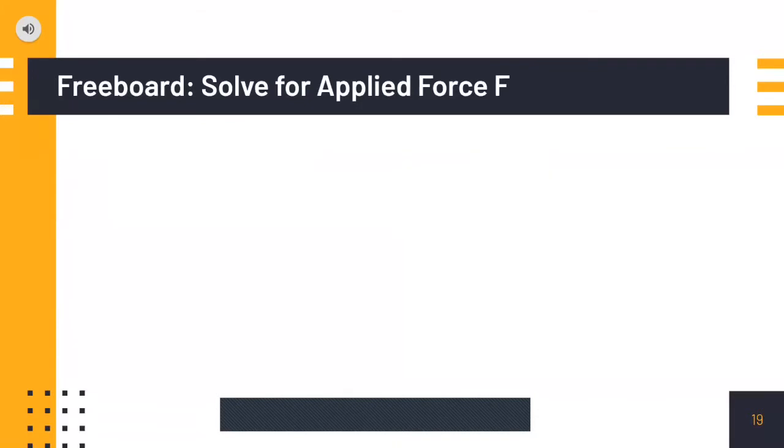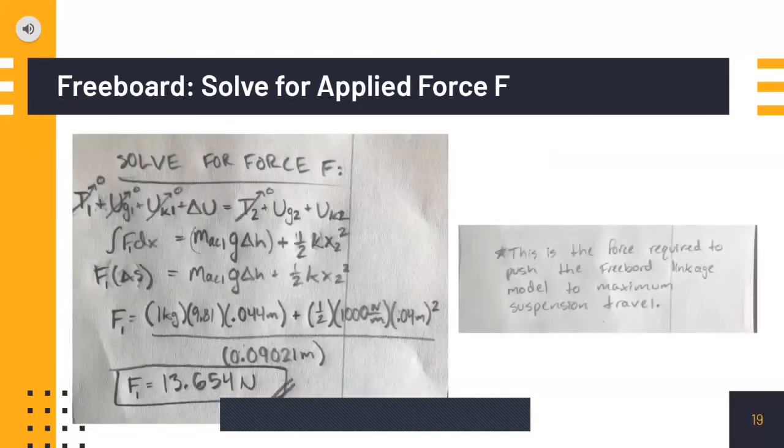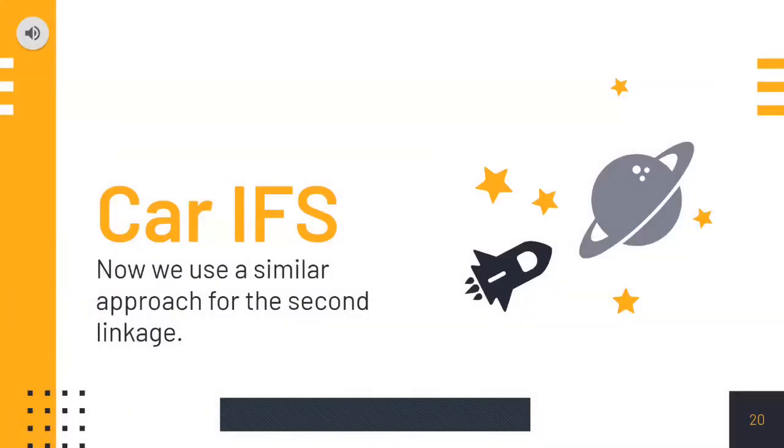And here, we use work and energy equations to find the force needed to compress the spring fully, since the force from the ground is non-conservative. Now that we were successful in finding arc length, delta theta, and ground forces, we can apply what we learned to solve the unknowns for the car suspension.